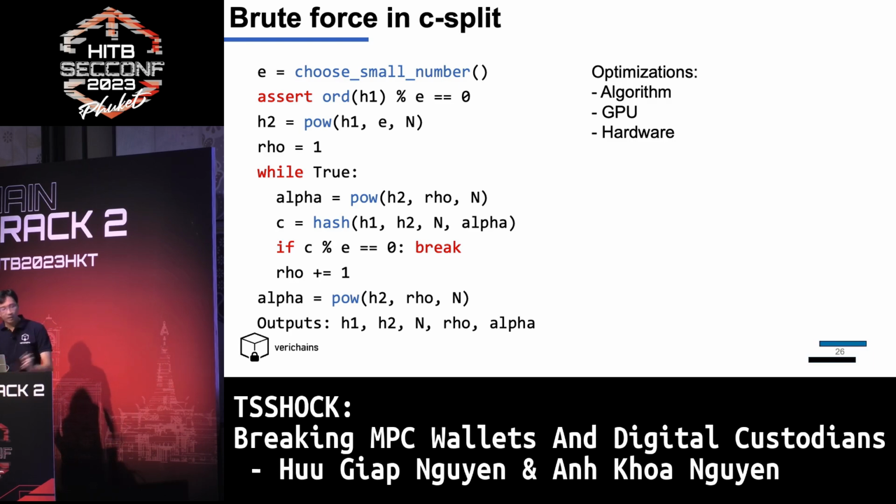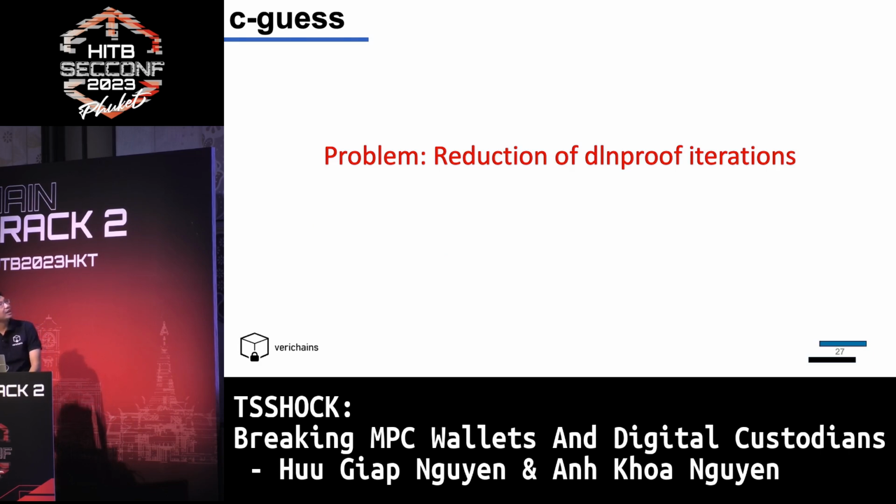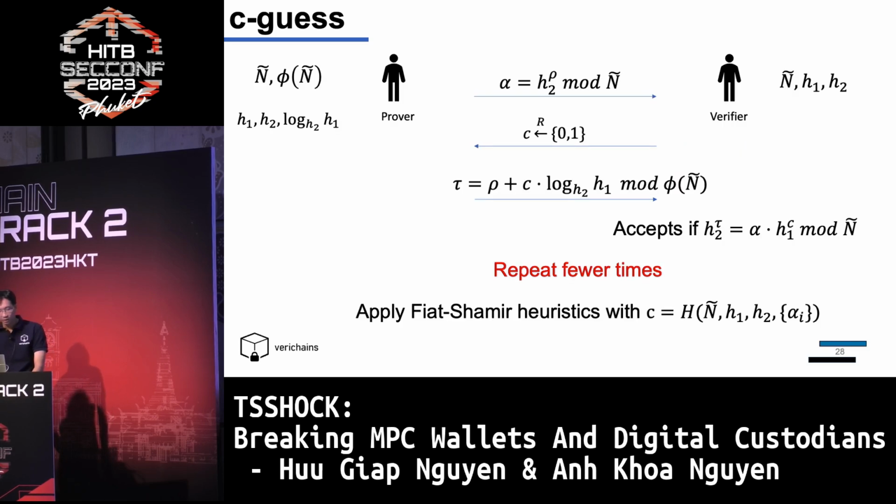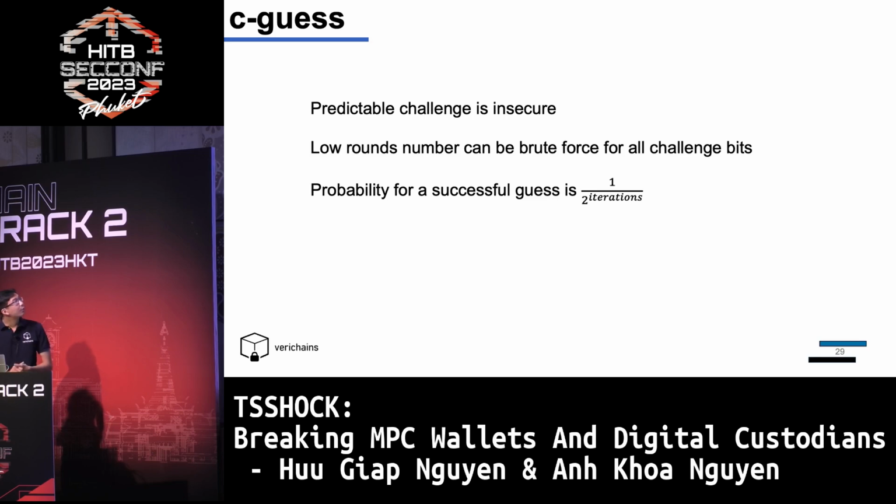And the last attack, the C-guess, is actually a reduction of DLN proof iterations only. So it's the same, but let's say it's not repeated 80 times at least, it's just repeated fewer times, maybe 1 time, maybe 5 times, 10 times. If you have a very low number of iterations, then you can guess it, and the probability of a successful guess is 1 over 2 to the power of the iterations.